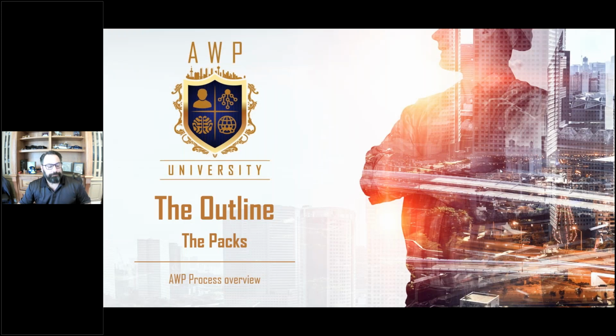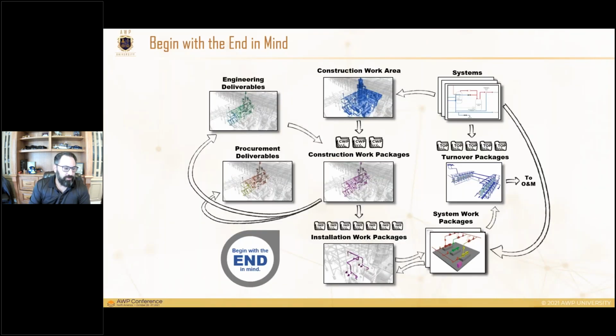So let's jump in. The first thing we're going to do is look at the outline, as we call it, the PACs. This is an AWP Process Overview. It's a chart that we know and love in the industry and have for a long time. Some of you have probably seen it.